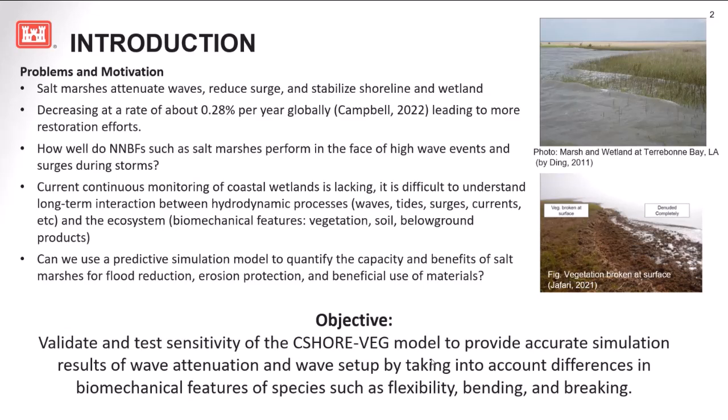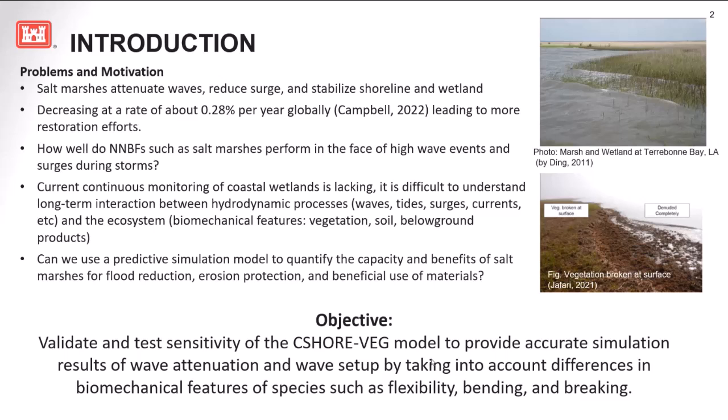We know that salt marshes can be used as a natural or nature-based feature for flood risk management, but their capabilities change over time. So we want to know how well do these NNBFs perform in the face of high wave height events and surges during storms.